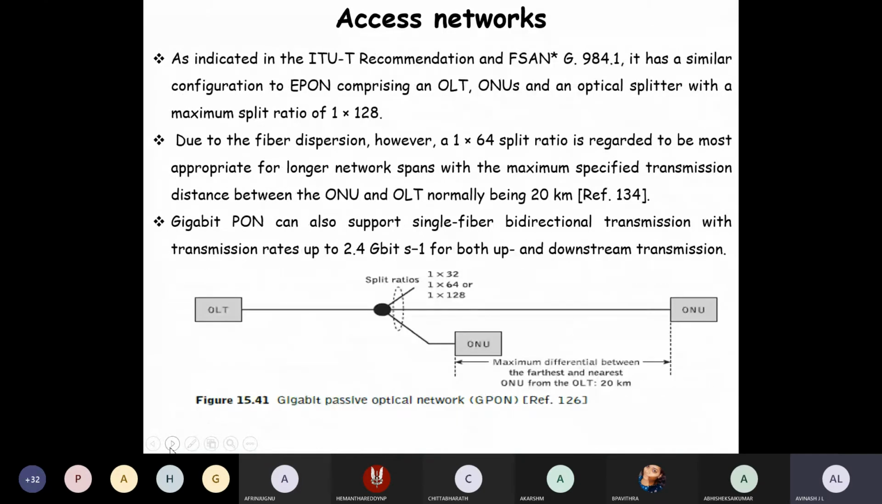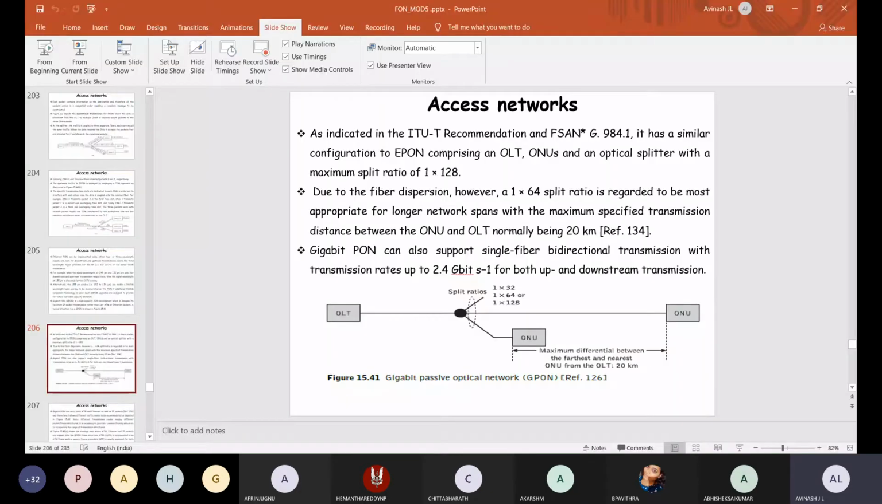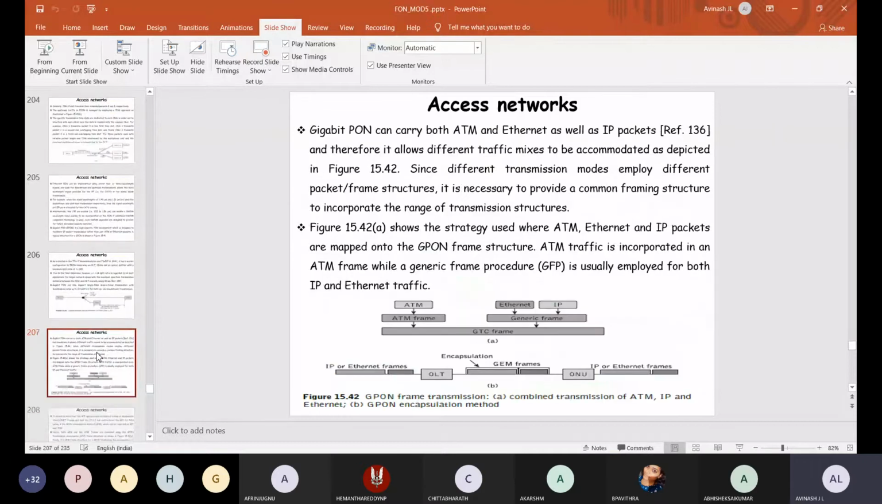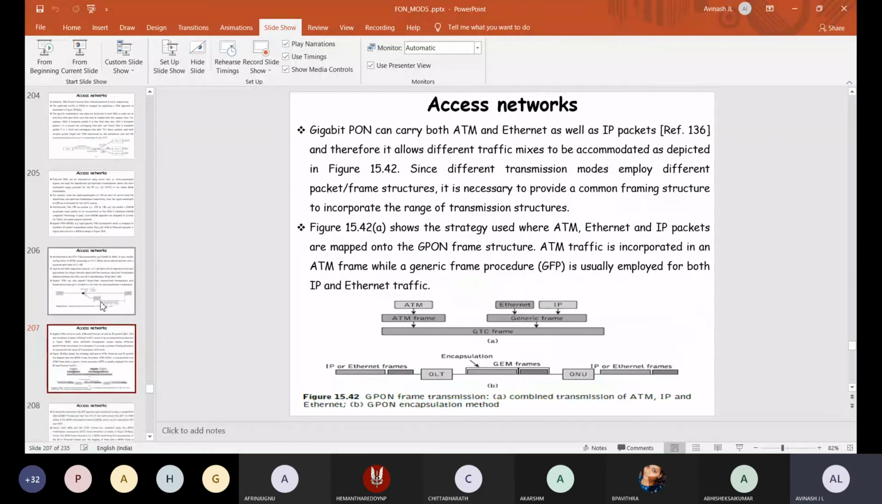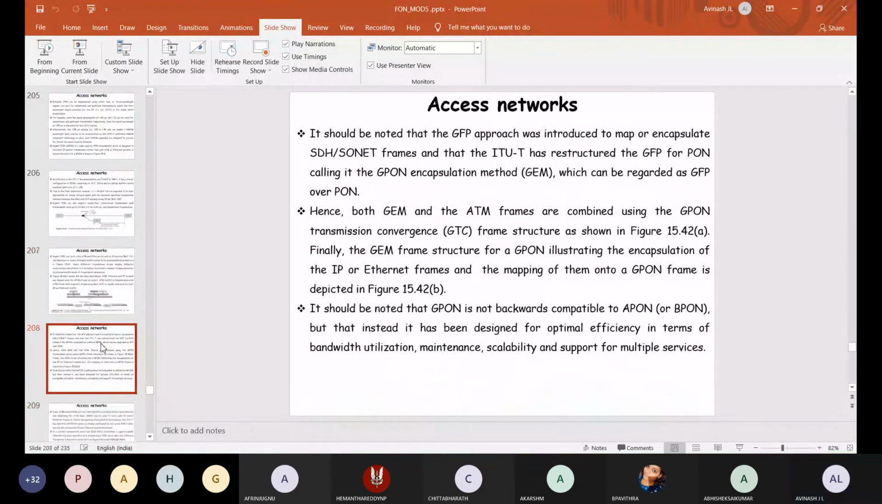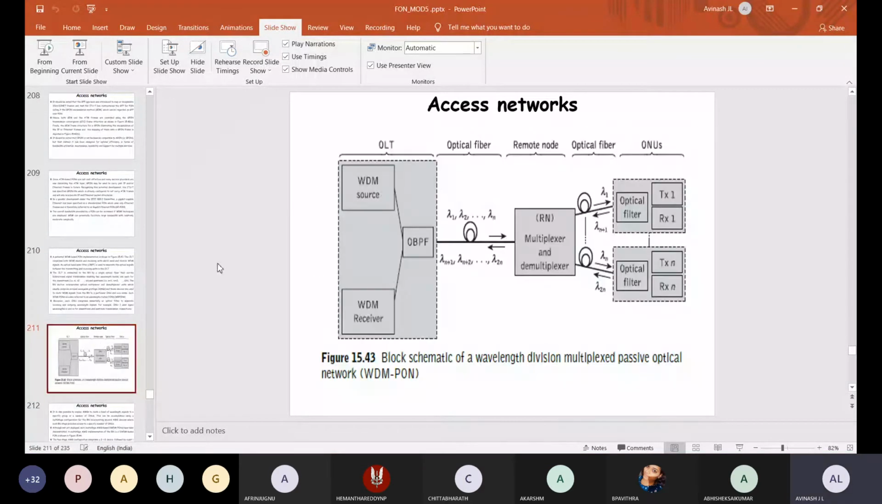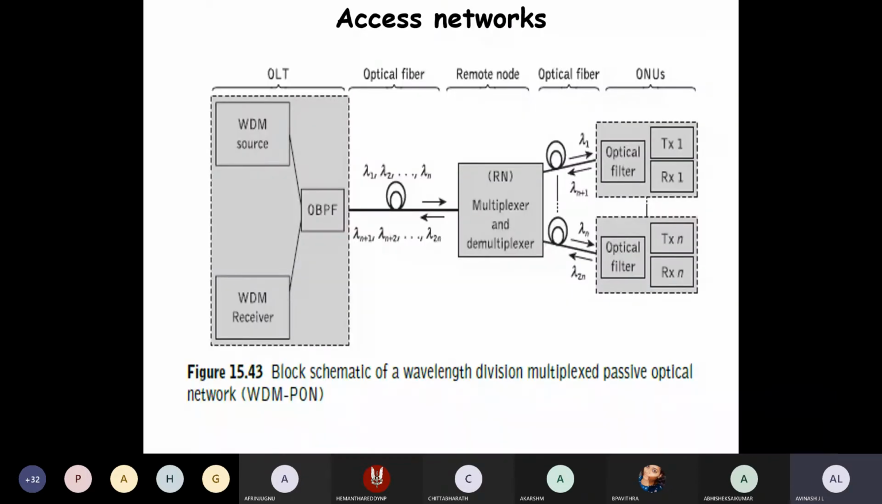Since we have that concept of open choice, there is no need to worry that much. So these are the diagrams we have for the access network. In this particular diagram, we can see the block schematic of a wavelength division multiplexed passive optical network, and how the particular thing will be there.